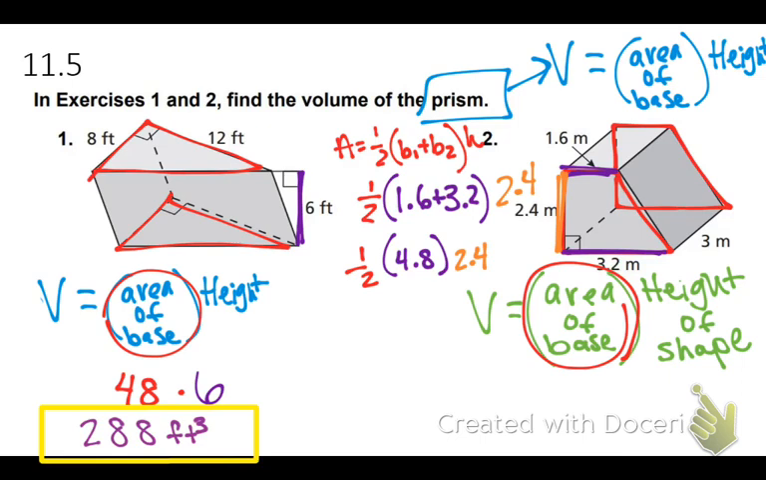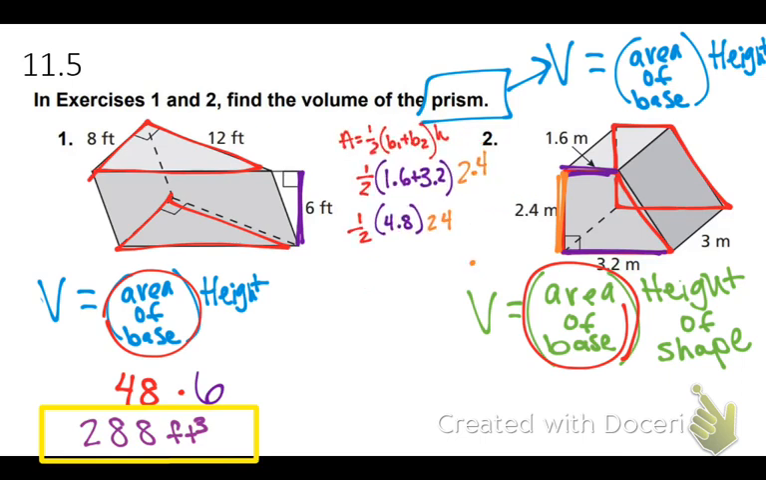All right, what is half of 4.8? 2.4. So we're going to have 2.4 times 2.4, which is 5.76. So that is the area of the base, 5.76, times the height of the whole object.